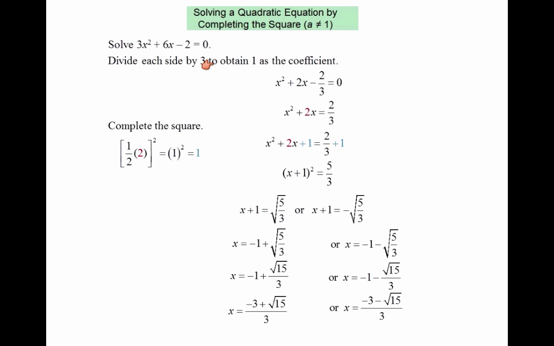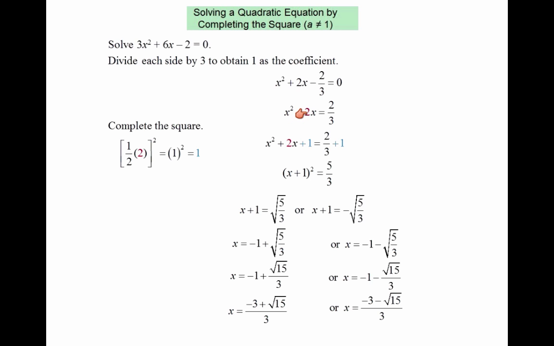So if I divide each term by 3, I would get x squared here. Here I get 6 over 3, that gives me 2. Minus 2 over 3, I would get minus 2/3 equal to 0. To complete the square, I don't need this minus 2/3. I'm going to add 2/3 to both sides of the equation so I can perform the method on these two terms. Now the coefficient of x squared is equal to 1.